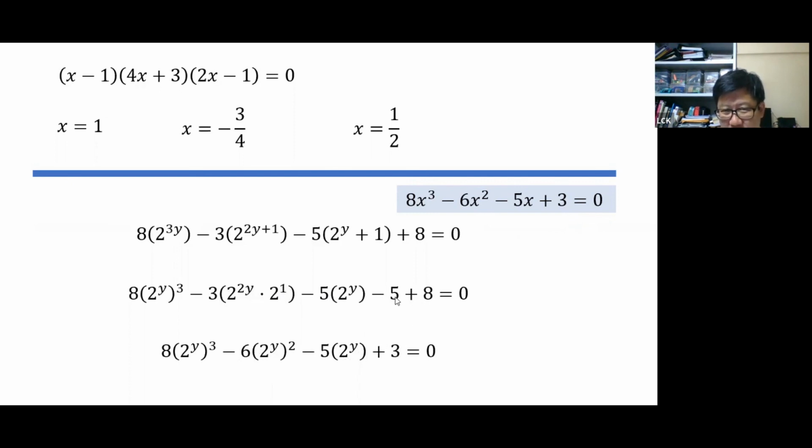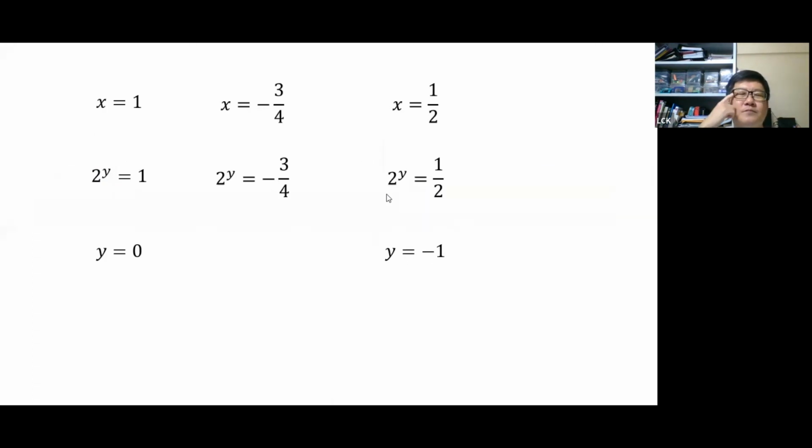How do I get +3? It's -5 plus 8, which is +3. And if you look at this form, you will see that we have achieved what we wanted to get. Instead of x equals 1, it's now 2 to the power of y equals 1, 2 to the power of y equals -3/4, 2 to the power of y equals half. All right, 2 to the power of y has kind of replaced x. And that's what we have here.